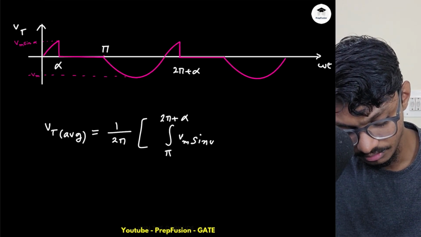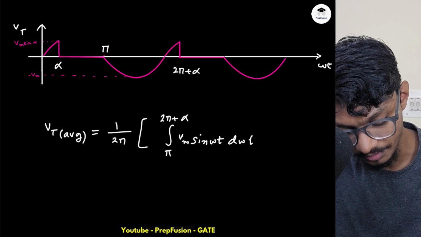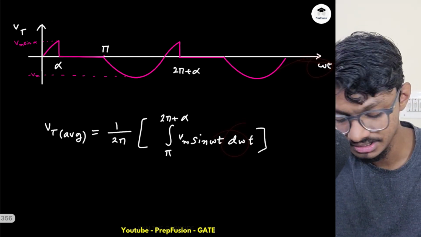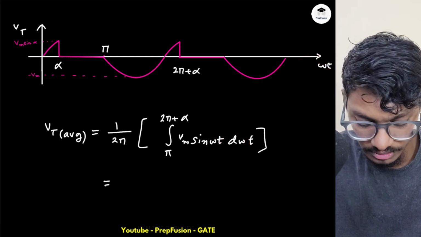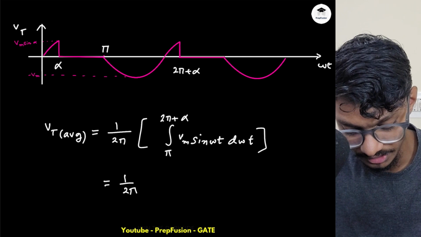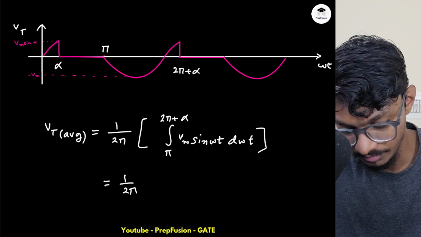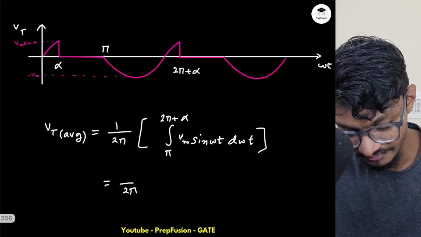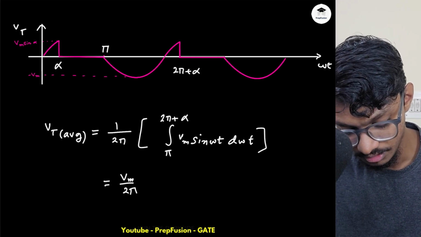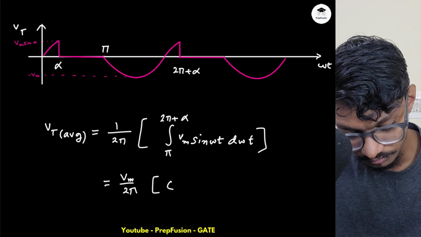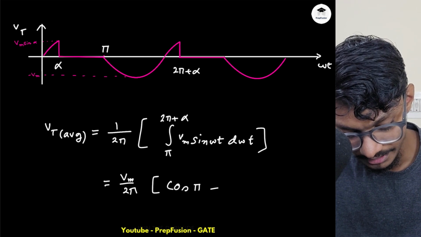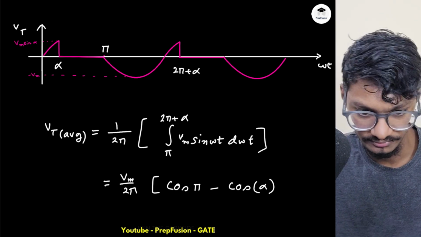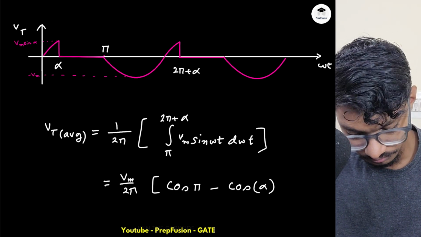Vm sine omega t d omega t. As the x-axis is omega t, that's why I choose this as d omega t. Now this will be 1 by 2 pi. You can simply integrate. Vm will come outside. This will be minus cos omega t, and if I just interchange the lower and upper limits, it will be cos of pi minus cos of 2 pi plus alpha, which will be same as cos of alpha itself, right?